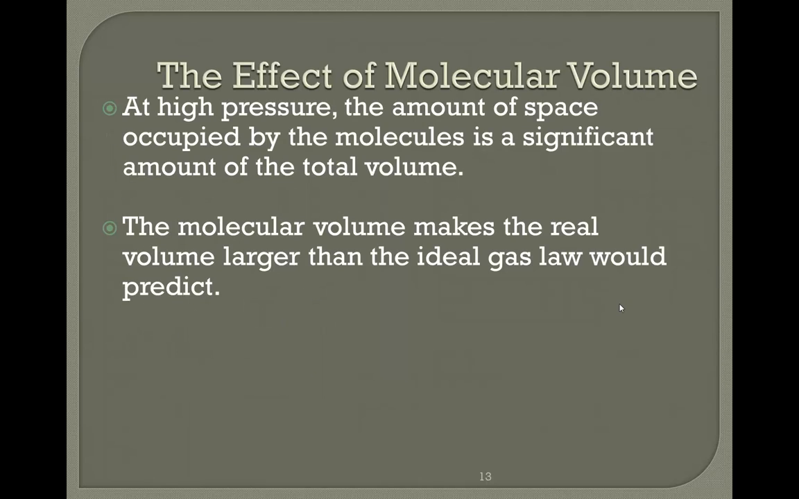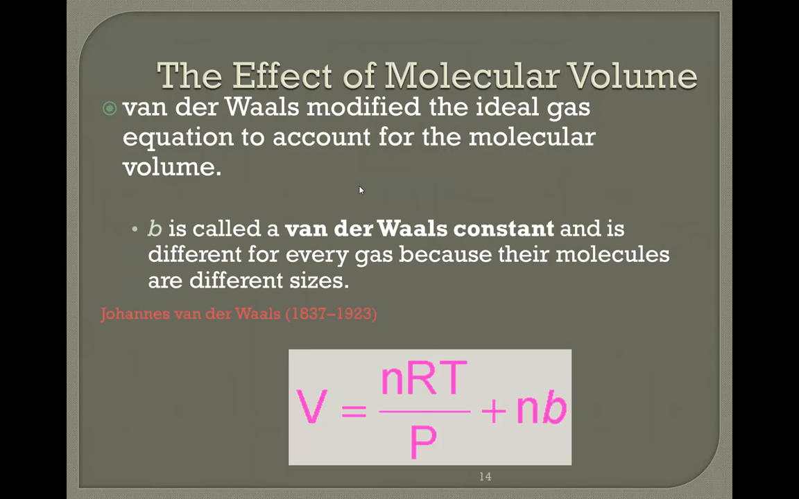At high pressure, the amount of space occupied by the molecules is a significant amount of the total volume. So the space that the molecules themselves take up actually counts towards the volume, where the ideal gas laws don't account for that. The molecular volume makes the real volume larger than the ideal gas law would predict. So van der Waals modified the ideal gas equation to account for this molecular volume. And that's this part right here.